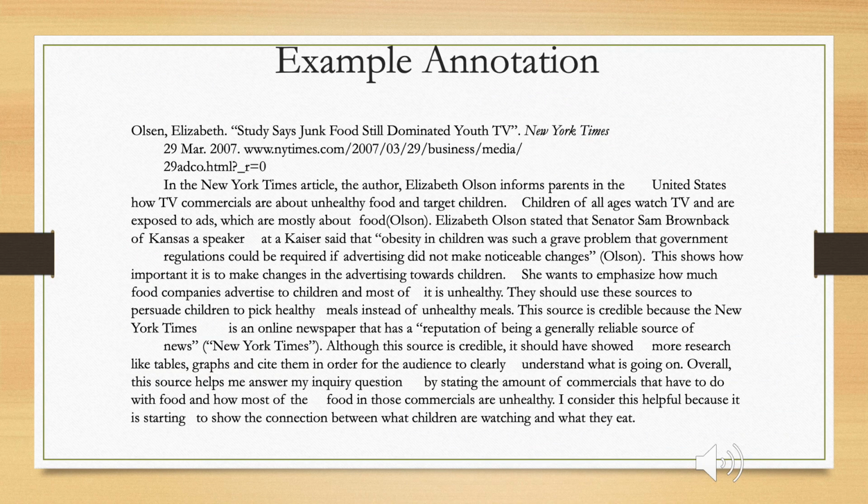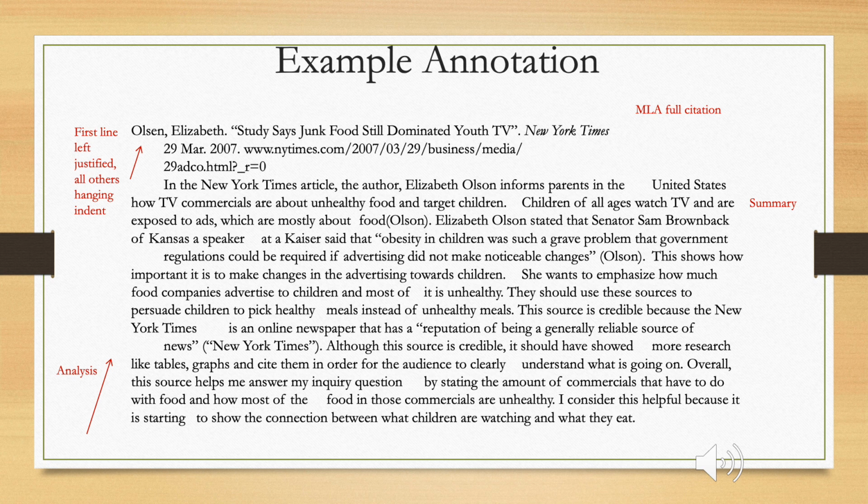Now let's take a look at a sample annotation. So when you turn this in, this is what it should look like. You have the source listed at the very top, and it's listed the way that it would appear in your works cited page. And then the beginning portion is the summary. So they're telling us what the article is talking about and what some of the main key points are. And then you have the analysis of the source.